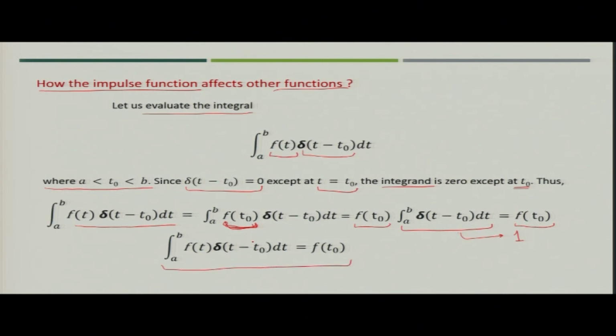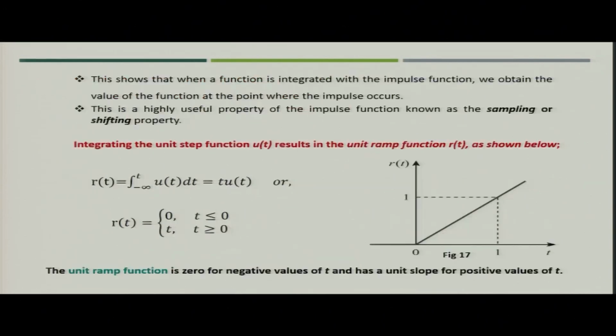Whenever you associate the unit impulse function with any other function, the value of that combined function will become the function value at time t equal to t naught. This shows that when a function is integrated with the impulse function, we obtain the value of the function at the point where the impulse occurs. This is a highly useful property of the impulse function, known as the sampling or shifting property.